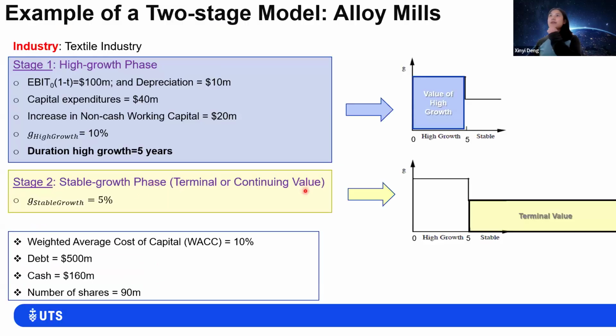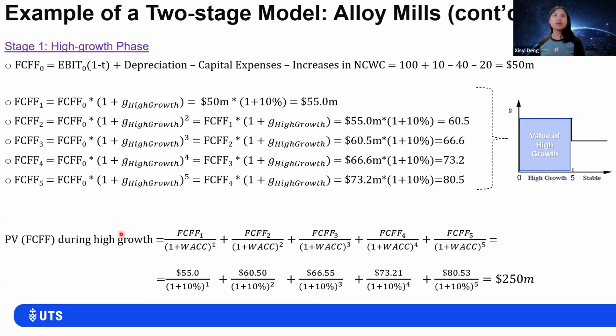Now let's go back to the slides. So we already calculated the free cash flow to firm at year 0. Of course, we also know the WACC being 10%. Now let's move on to determine the present value of stage 1 and present value of stage 2 respectively.